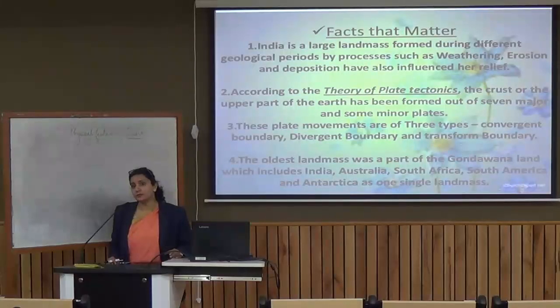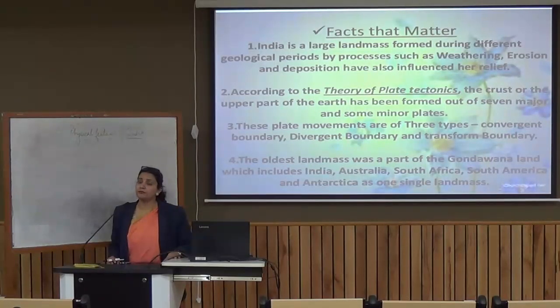Another theory related to the formation of these physical features is the theory of plate tectonics. The theory of plate tectonics explains that the whole earth is made up of different minor and major plates, and these plates are continuously moving on the molten magma, and these plates result in three different types of plate boundary.